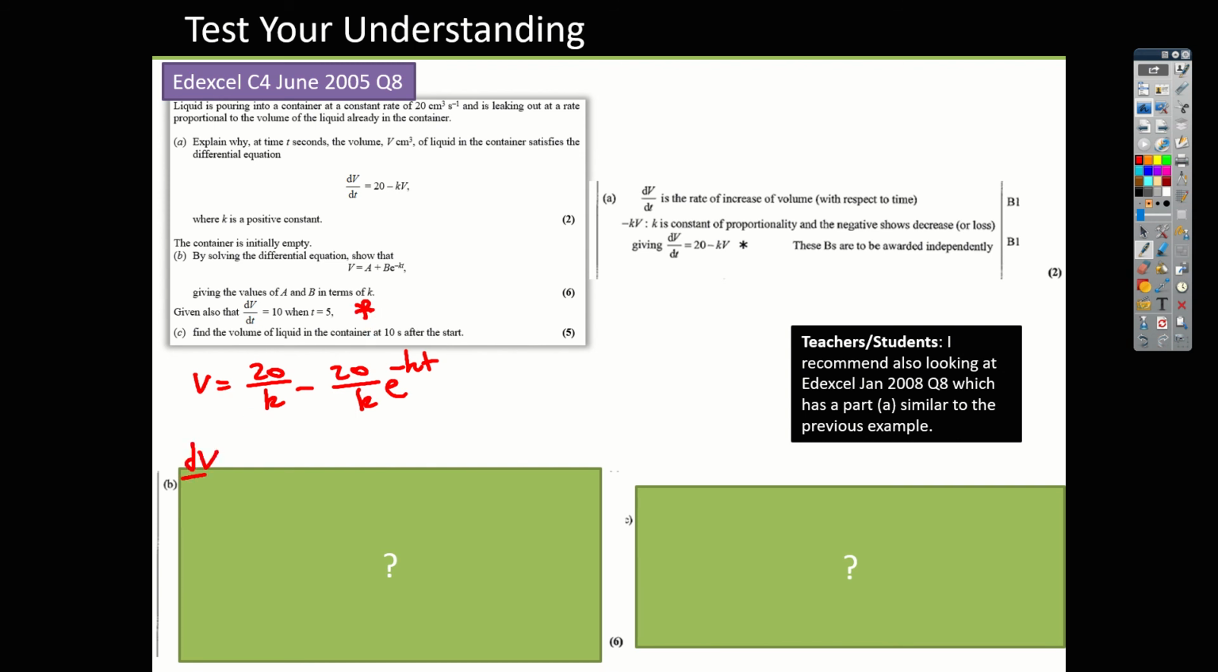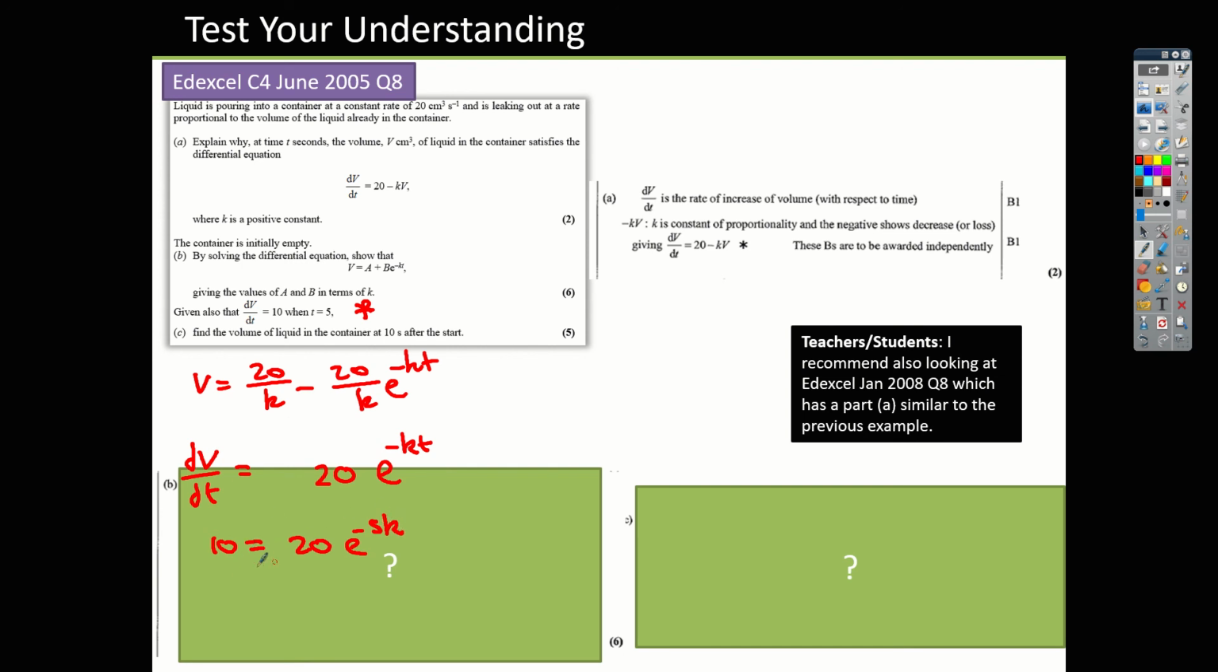Now we're going to use this information here. So dv by dt, we're differentiating this with respect to t. This is a constant, which is going to disappear. It's this part that needs differentiating, and what's going to happen is you're going to get the same power of e again, because it's an exponential, but then the minus k in front of t is going to drop down to the front, giving you positive 20 e to the minus kt. Okay, that's using the chain rule with that inner function. It's equal to 10 when t is 5. So 10 equals 20 e to the minus 5k. That's replacing t with 5 and dv by dt with 10.